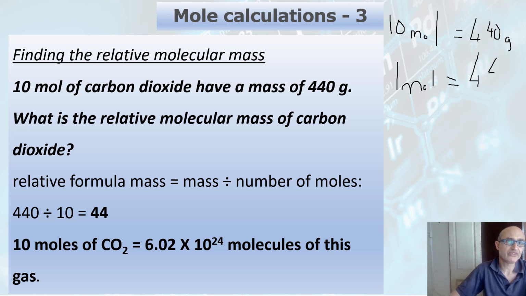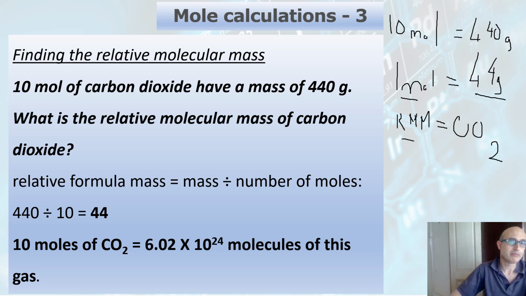But hadn't we said that the RMM is equal to the mass of 1 mole without the grams? If you remember, we said that the RMM is converted into how much a mole of a substance weighs by adding a G. So 1 mole of carbon dioxide weighs 44 grams. If I had to remove the G, I'm back at the RMM of CO2. That is all you have to do in this calculation.